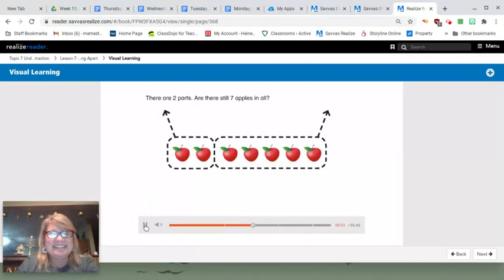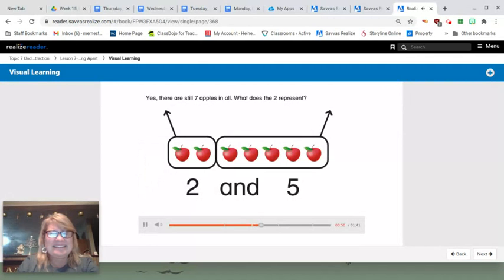What does the 5 represent? Yes, there are still 7 apples in all. What does the 2 represent? The 5 represents the group of 5 apples that are taken apart here. The 2 represents the group of 2 apples that are taken apart. So, 7 apples can be taken apart into 2 parts.